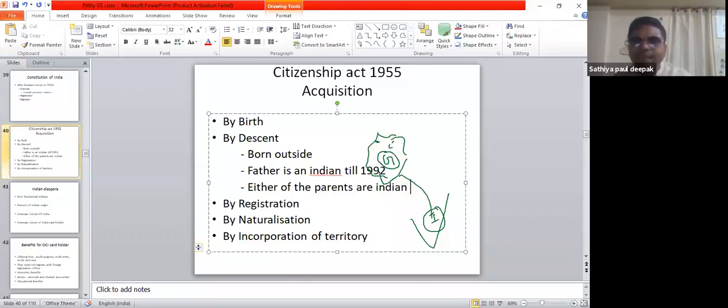Now in the same case, after 1992, an Indian woman is traveling to Germany, and in Germany she marries a German guy, and a child C is born. What is the status now? Whether the child will get Indian citizenship or not? Yes, even though the mother is an Indian, the 1992 law said if either one of the parents is Indian, the child will be granted Indian citizenship.